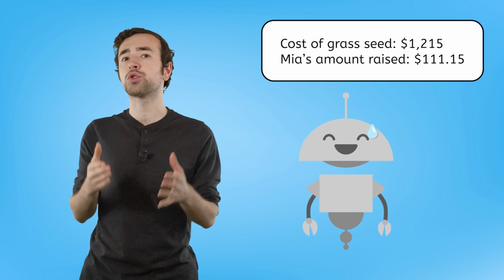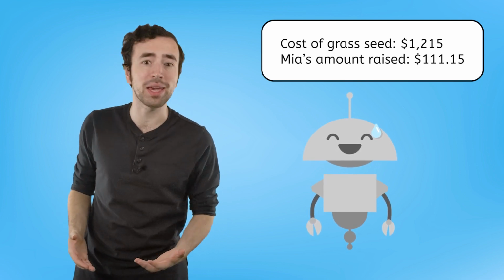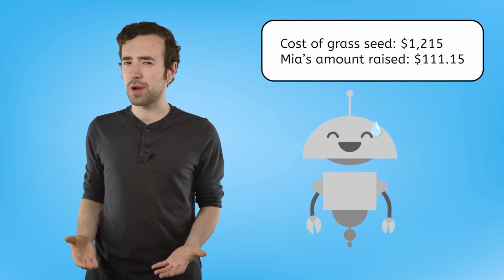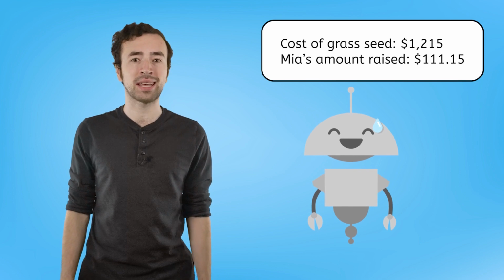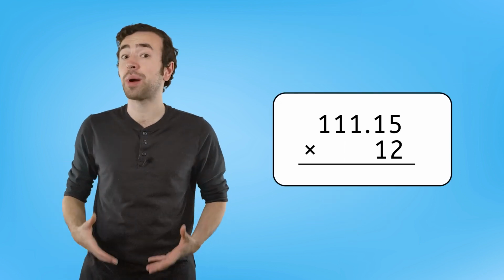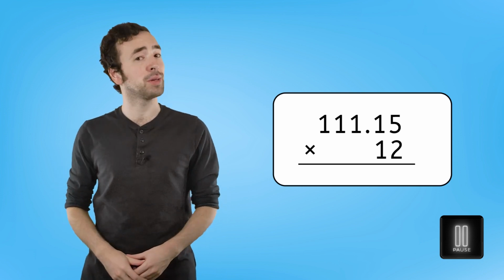Including Mia, there are 12 players on the team. If they all raise as much money as Mia, will they have enough to buy the grass seed? Mia raised $111.15, so we can multiply her total by 12 to find out. Pause here while you complete the calculation in your guided notes.